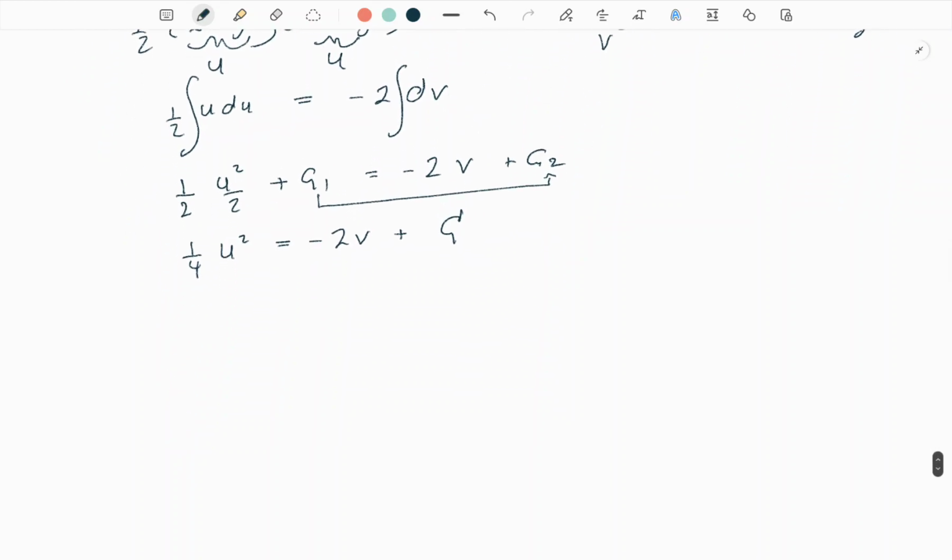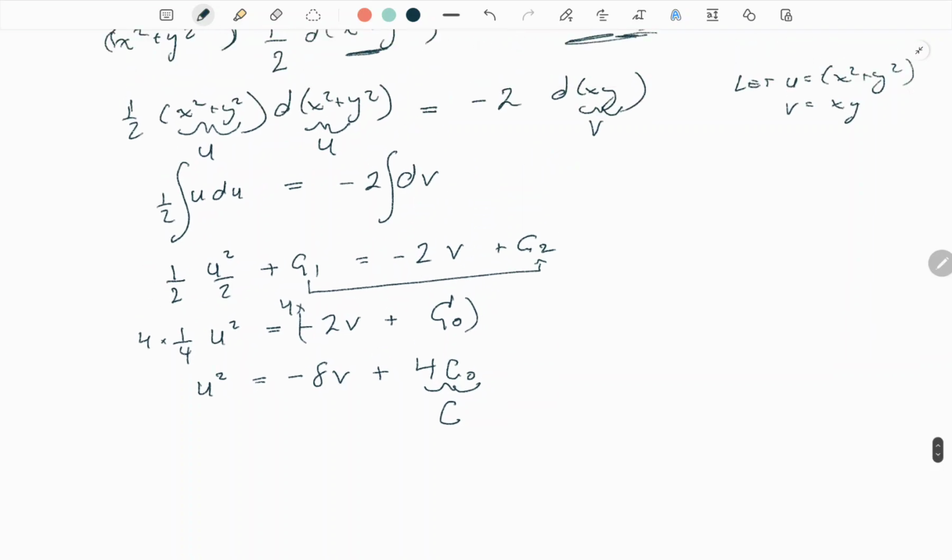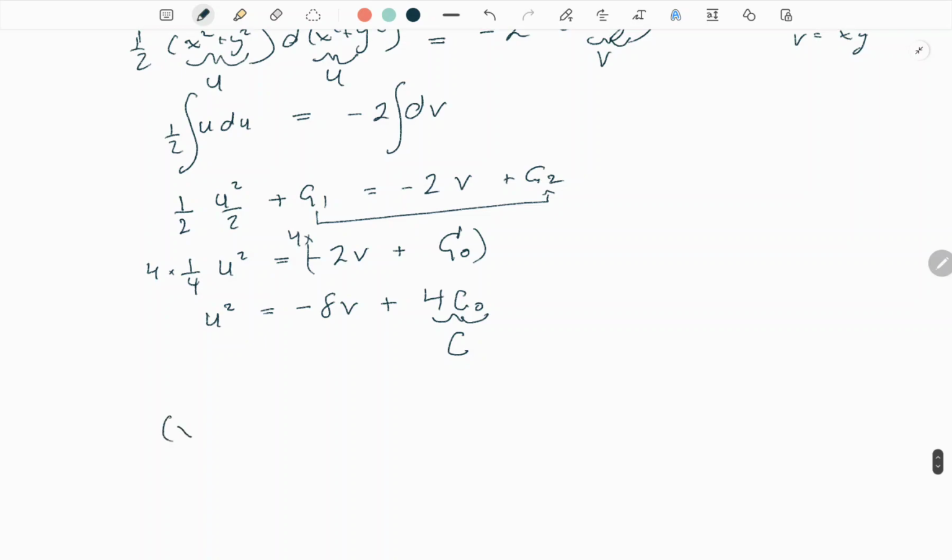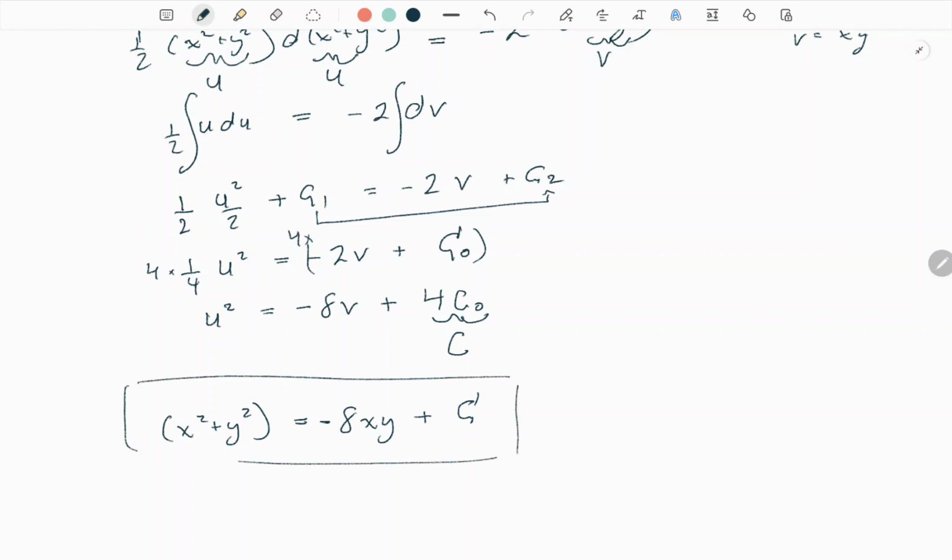Now, if you don't like the 1/4, I can multiply 4 times both sides of the equation. So I have u squared is minus 8v plus 4 times c naught, and this I'll just call some constant c. So my equation, if I sub back in, my u was x squared plus y squared, and v was xy. So (x squared plus y squared) squared equals minus 8xy plus c. Okay, that's my equation. And that's how you solve this equation.